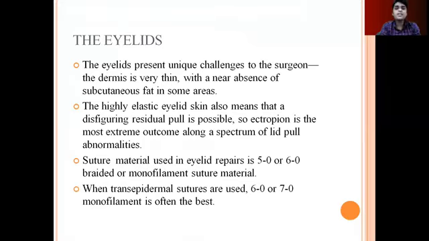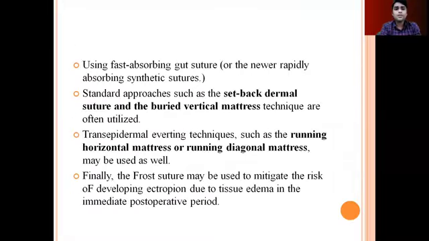The highly elastic eyelid skin also means that disfiguring residual pull is possible, so ectropion, that is the pulling of the eyelid away, is the most extreme outcome along a spectrum of lid pull abnormalities. Suture material used in eyelid repair is 5-0 or 6-0 braided or monofilament suture material. When transepidermal sutures are used, 6-0 or 7-0 monofilament is often the best. Using fast absorbing gut suture or the newer rapidly absorbing synthetic sutures, we can close this eyelid region.